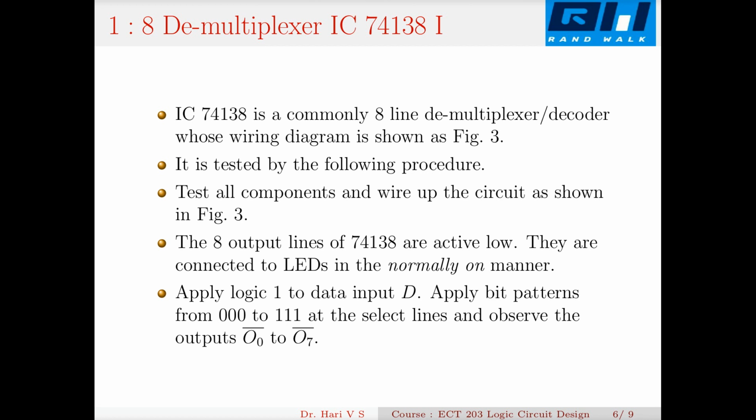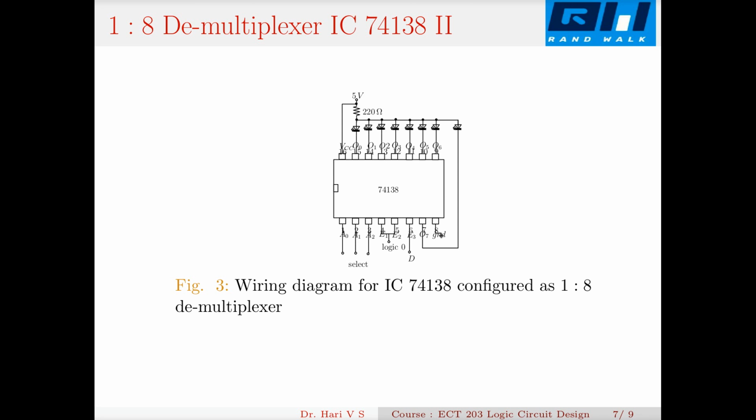Along with that you can familiarize yourself with a chip called 74138. It's a commonly used 8-line demultiplexer or decoder, which we will see in the next classes. You can look at this wiring diagram. This is a 74138 IC. It has 3 select lines, A0, A1, A2, because it's a 1 to 8 demultiplexer or decoder. And here you have enable pins, which are kept at logic 0. This is an active low enable.